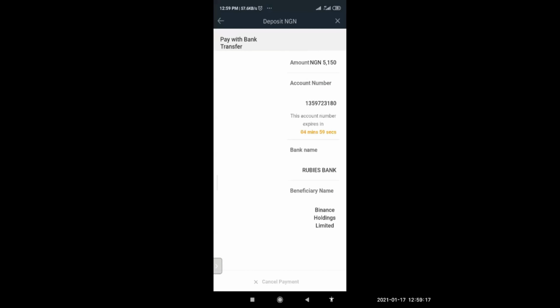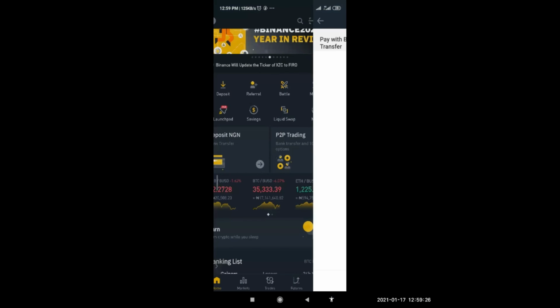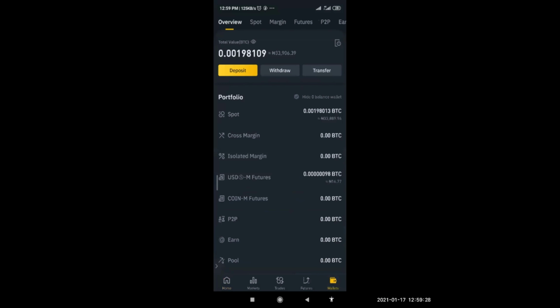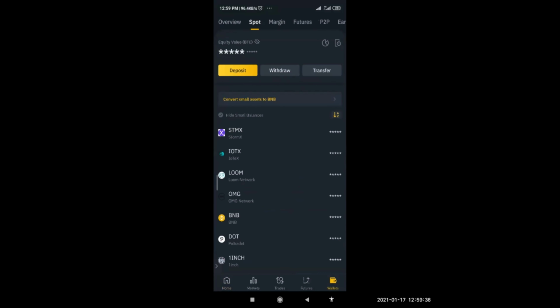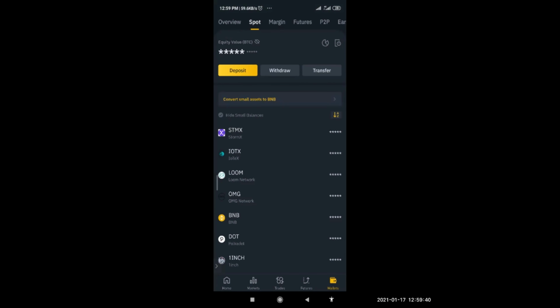So automatically, once I come back to my Binance account, you can click the cancel here. Just come back to your wallet here, and you can see your money under the spot wallet here. So you'll see it here under this particular place, that is under the spot wallet.